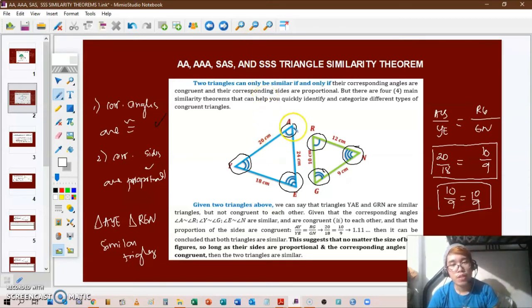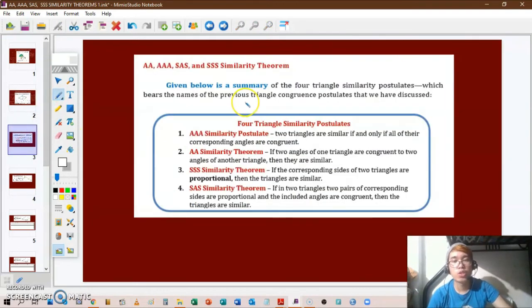So for example, if this is AYE and the measurement of their sides is 20 by 18 by 24, then the triangle RGN must also have side measurements of 20, 18, and 24 in order for them to be congruent triangles. But since we are only looking for their similarity relationship, their side measurements are not really congruent, but they are proportional to each other.